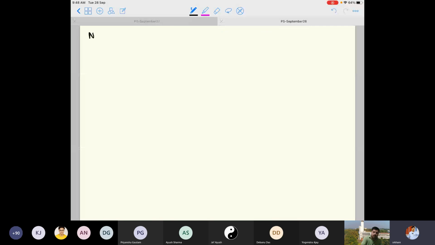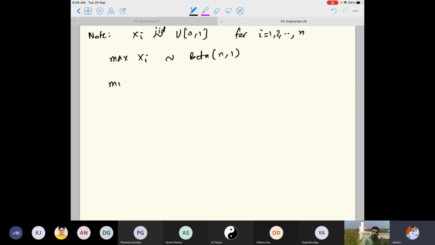So note: Xi follow iid uniform (0, 1) for i equal to 1 up to n. Then maximum of Xi follows beta with parameters (n, 1), and minimum of Xi follows beta with parameters (1, n). Right? So this is something that we proved.